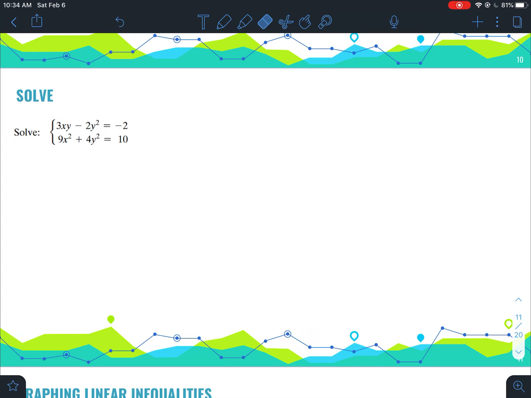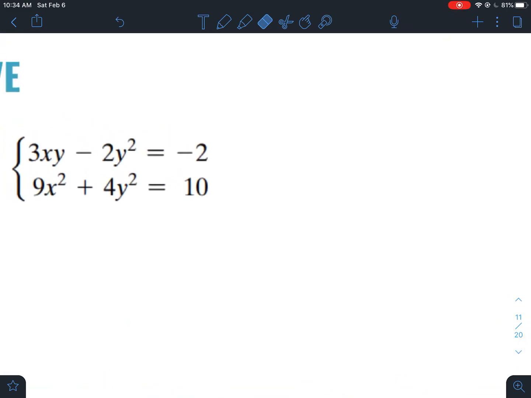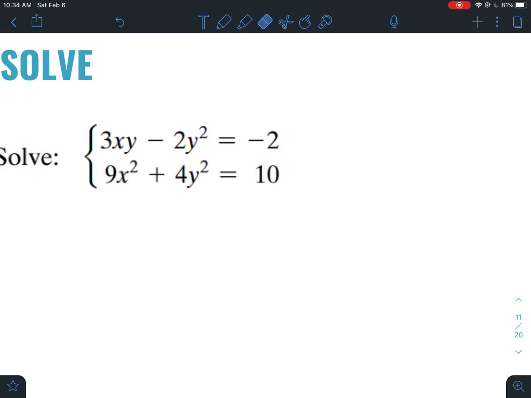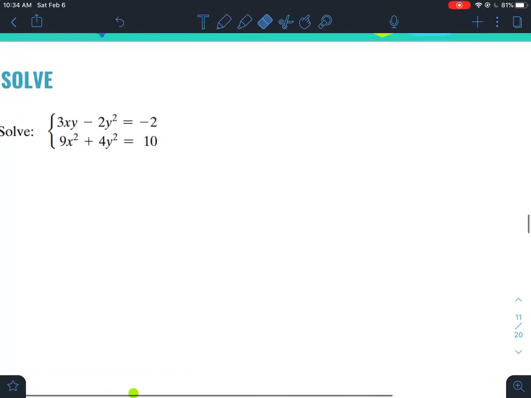All right, let's look at our next one. 3xy minus 2y squared equals negative 2, and 9x squared plus 4y squared equals 10. All right, so we need to eliminate either our x's or our y's. What should we do here? We want to solve for x. Let's just solve this by graphing.